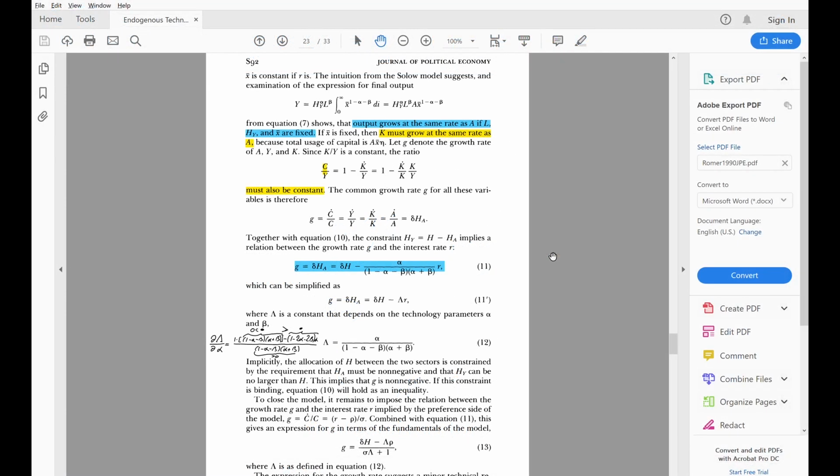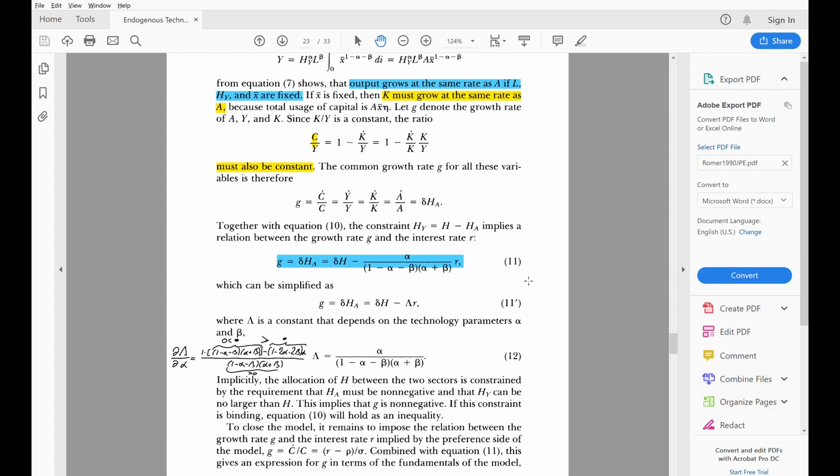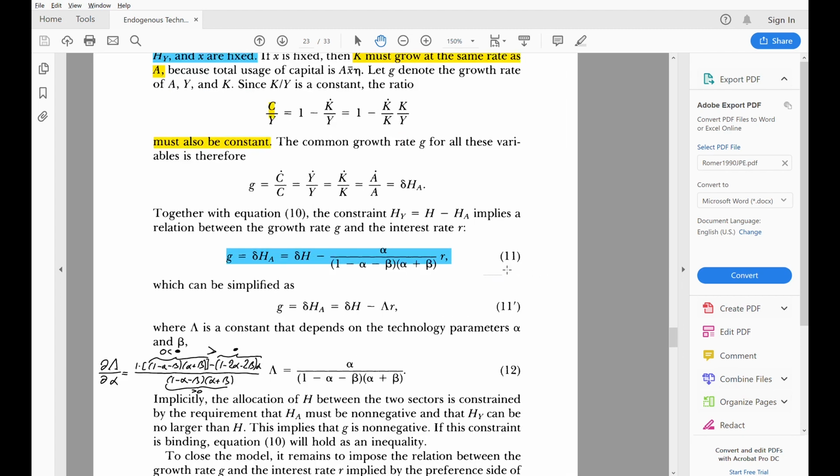A formal representation of what I just said can be found in equation 11 on page 92 of Romer's paper. This equation derives the steady state growth rate. Okay, and what do we see here? Growth is given basically as the product of the marginal product of human capital in the research and development sector in terms of new designs developed times the overall human capital in that research and development sector, so that we can rewrite it in the following way.